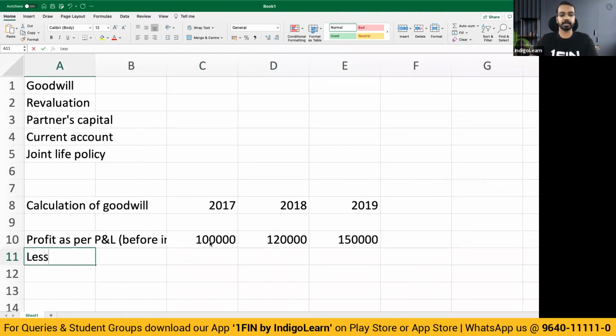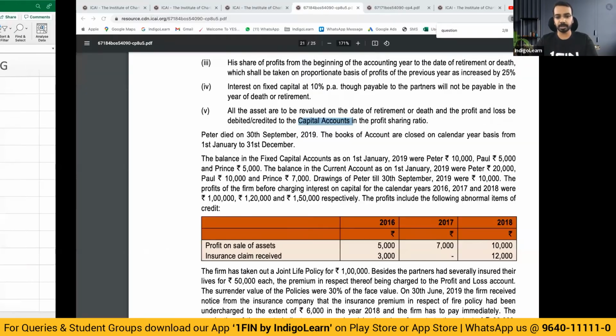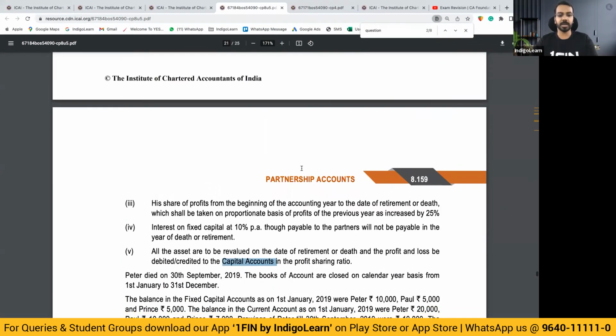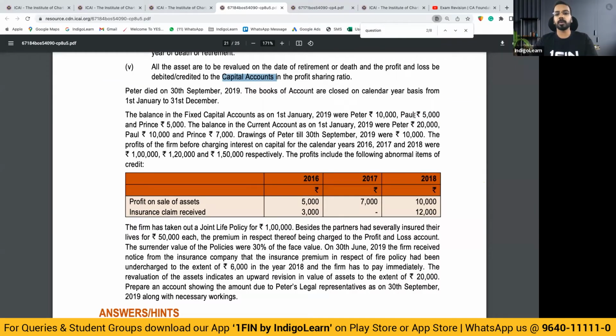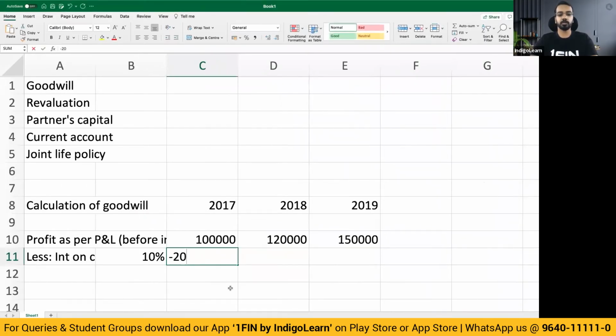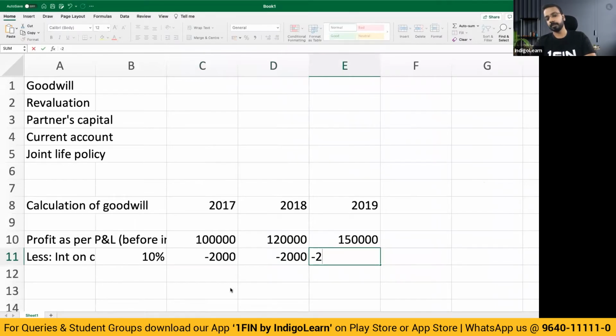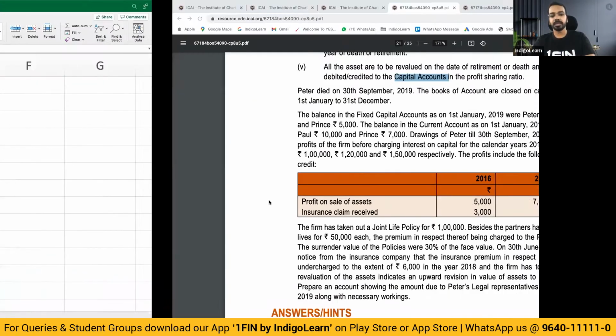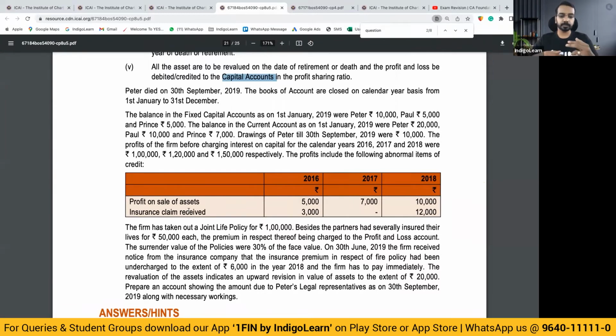Okay, then less interest on capital at 10%. Correct? 10% is what they said. Fixed capital is 10%. So Peter, Paul and Prince, 10,000 plus 5, 15 plus 5, 20,000 if you do. How much is the interest at 10%? 2,000. Correct? 2,000, 2,000, 2,000. Then there are some adjustments to be done. Now, tell me one thing. When we have profit on sale of asset which has been credited to P&L, while calculating goodwill, what will the adjustment be? Will we add or will we deduct?